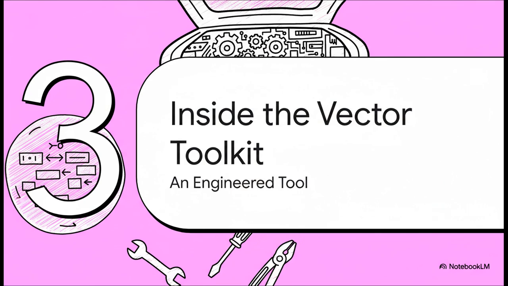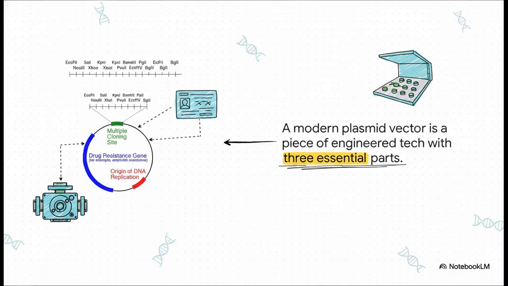So what exactly makes a plasmid such a great tool? Well, let's pop the hood and take a look at the essential components that scientists have engineered into a modern cloning vector. Right, so this isn't just some random chunk of DNA we found. A modern vector, like the one you're seeing here, is a really sophisticated piece of molecular technology. We're going to break it down into its three most critical parts, which you can think of as its engine, its ID tag, and its cargo bay.